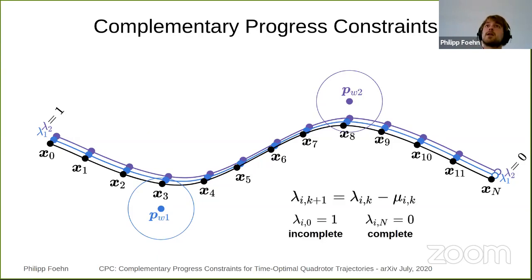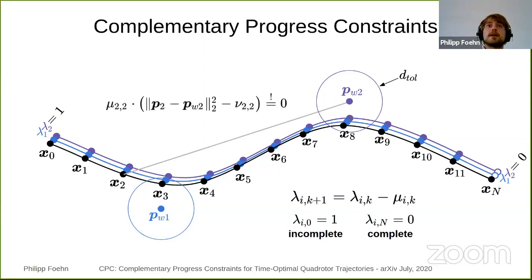So for our time allocation problem, we use a complementarity progress constraint. This means that we formulate a constraint between all the states and the waypoints. And whenever a state is further away than our tolerance, it should not be possible for the progress variable related to this waypoint to be completed at this state.